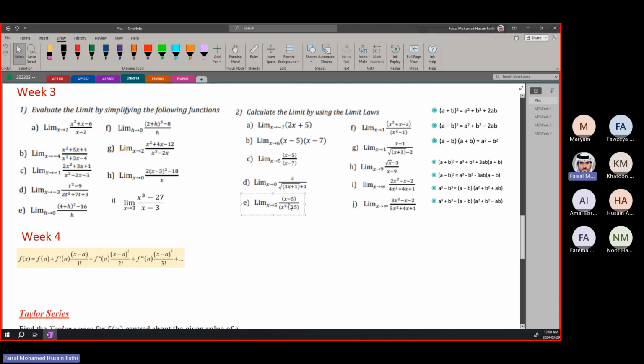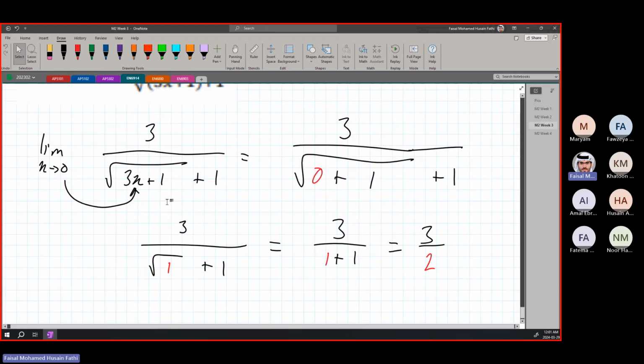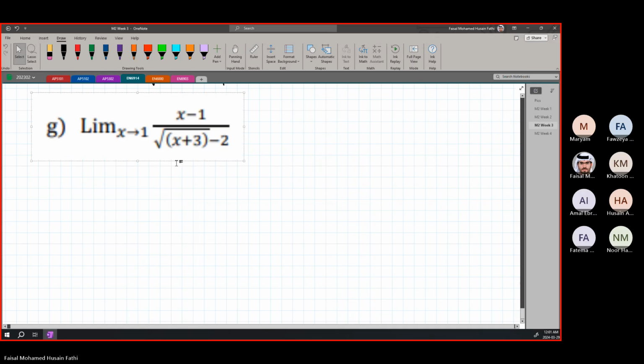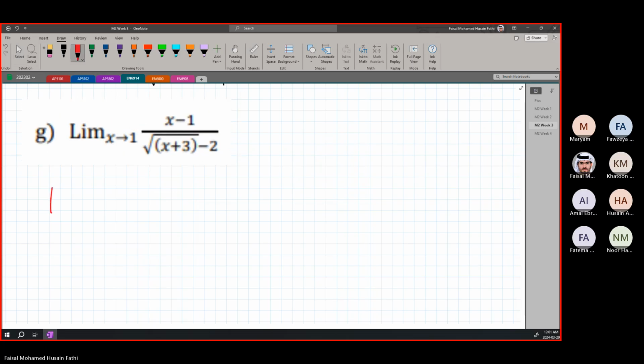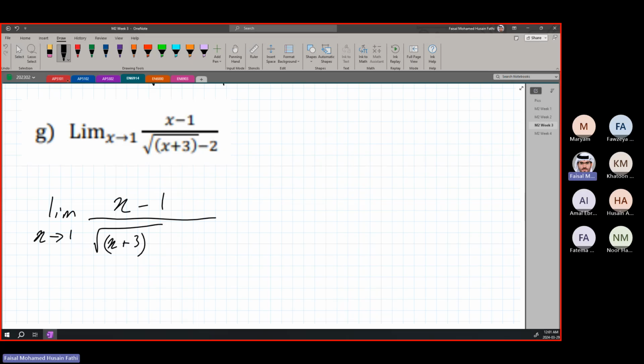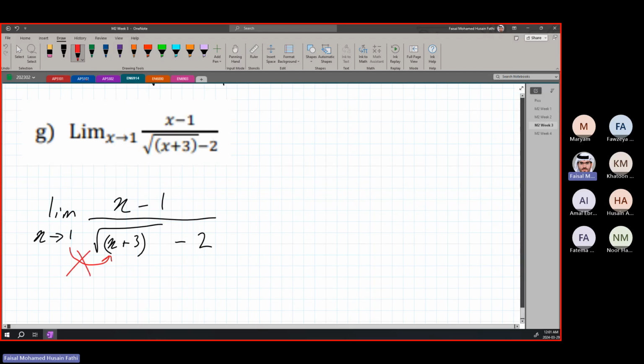There is another one that I wanted to show you with the roots. I think it was this one. Yes. So when you solve something like this, the limit as x tends to 1 of x minus 1 over square root of x plus 3 minus 2. Now, if you notice, you cannot substitute the 1 directly because it's going to become 1 plus 3, which is 4. Square root of 4 is 2. 2 minus 2 is 0. So we cannot do this directly.